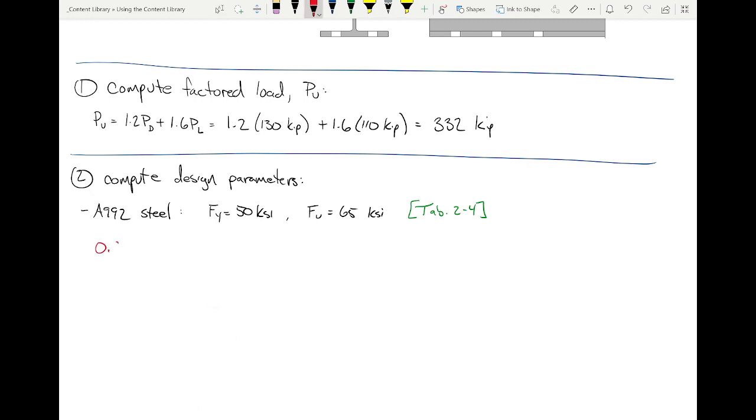I'm going to compute 0.9 Fy. 0.9 times 50 is what? And 0.75 squared times Fu. So, what is that?